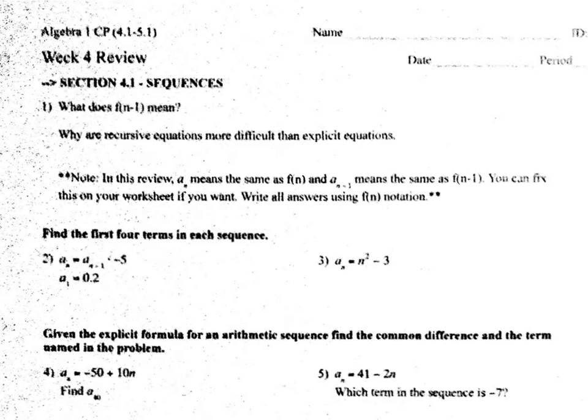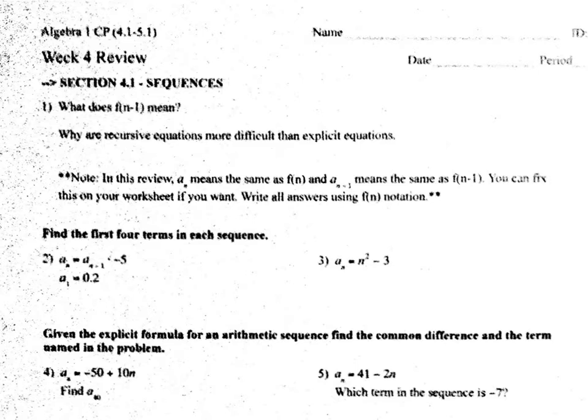Okay, so the first questions in each section are just to make sure you know everything you need to know to be able to answer and work the actual problems. So our first question here, what does f of n minus 1 mean? Remember that whole thing just means the previous term. Why are recursive equations more difficult than explicit? So remember, explicit equations you can plug directly into, and recursive equations you have to count up.